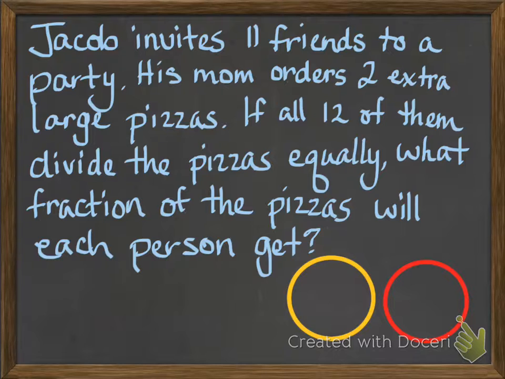So I have my 2 pizzas here, and I'm going to divide them by Jacob plus his 11 friends. So that's 12 people. So I'm doing 2 divided by 12, and I'm going to find out what fraction that's going to equal. Now I know that since I've only got 2 pizzas and there are 12 people total, each person's going to get less than 1 pizza. So I know that they're each going to get a fraction of the pizza.